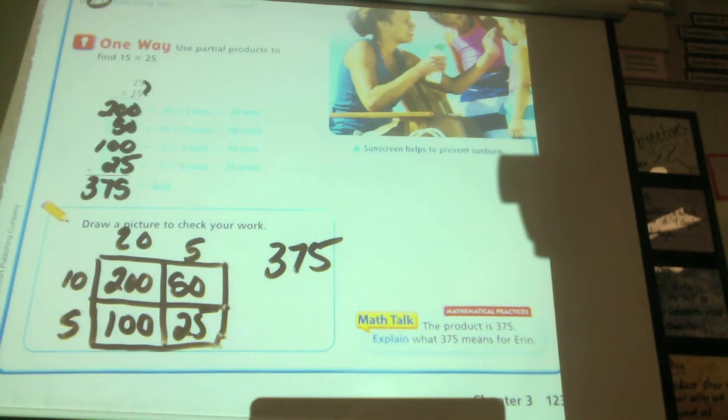Yeah, the amount of time she can spend in the sun without getting a sunburn. If she has 375 minutes, how can we find out how many hours that is? Or about how many hours? What can we do to figure that out, Haley?